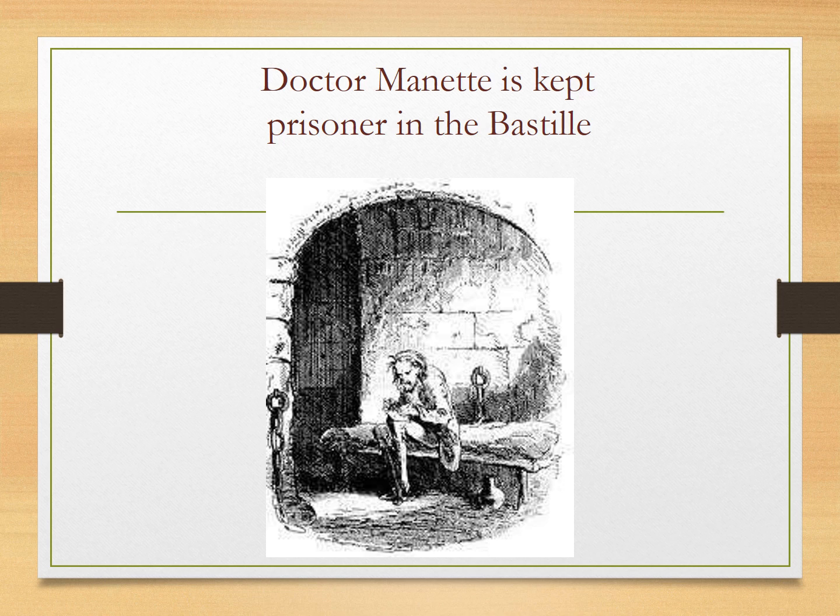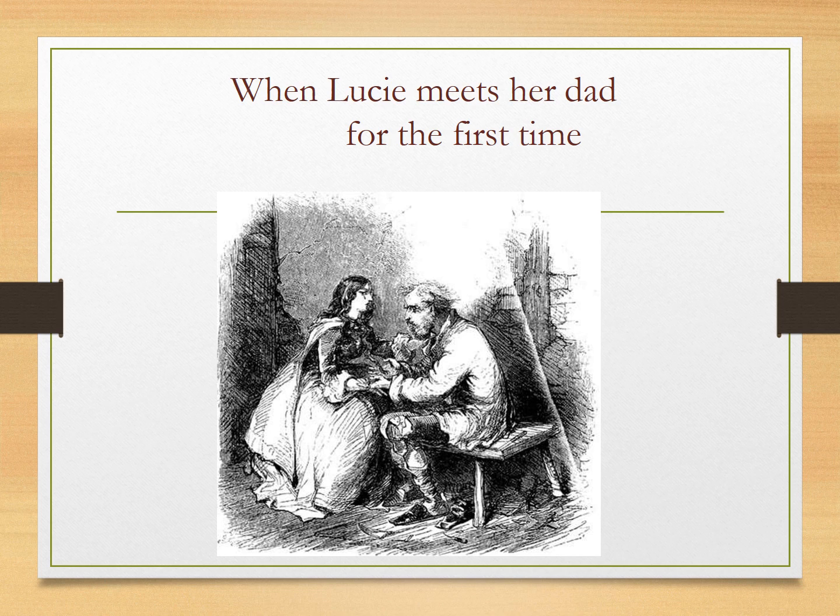Then Mr. Lorry, Lucy, and Miss Pross went to Paris to look at Dr. Manette. When they entered, they found him making shoes. He was suffering mentally and bodily. When Lucy meets her father for the first time, she was shocked, and he didn't recognize her at all. She was trying to get close to him, but he didn't recognize her.